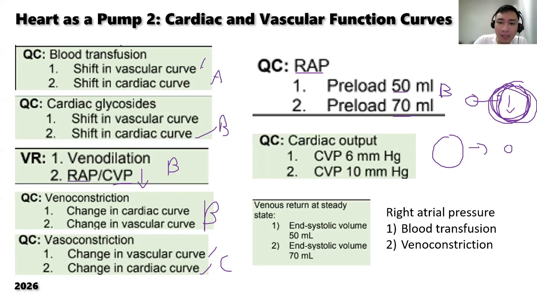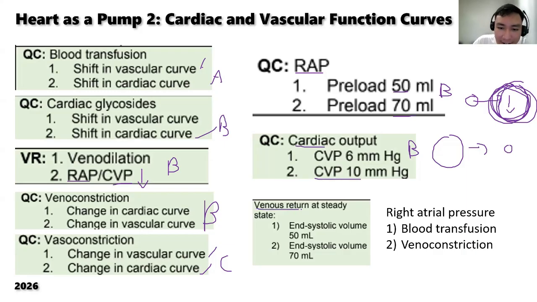Di ba? Next, cardiac output, central venous pressure of 6 or central venous pressure of 10. Sabi natin, if mataas ang central venous pressure natin, mataas din ang right atrial pressure, which means there's also more preload. And the higher preload leads to greater cardiac output. So answer here is letter B. Higher central venous pressure, more blood returning back to the heart. Therefore, you will have a greater cardiac output.